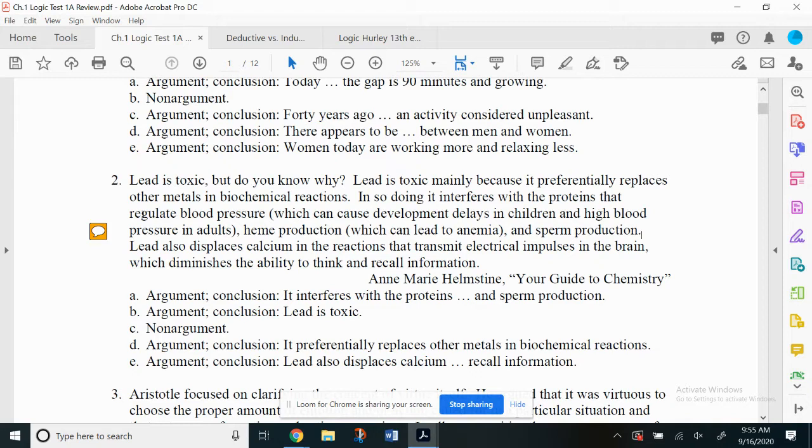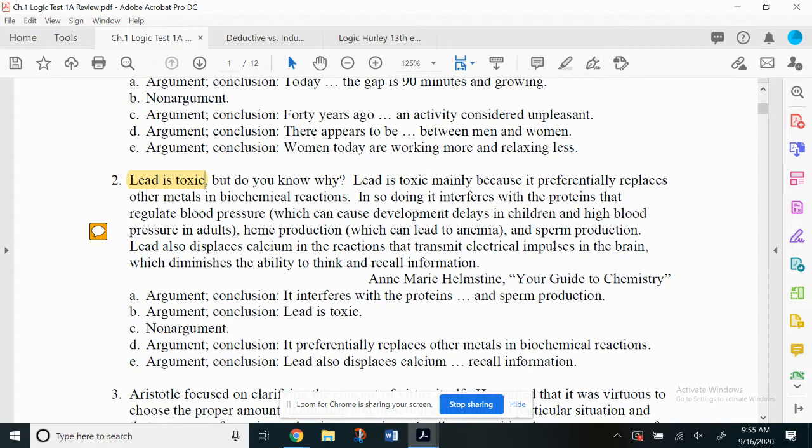Think about it for a couple of minutes. And if you can't find what looks to be a conclusion indicating statement, then maybe the whole thing's a non-argument. It's just giving you information, but it's not really connected to where it forces a conclusion on you, whether it's good or bad. Well, let's imagine that lead is toxic. Let's imagine.